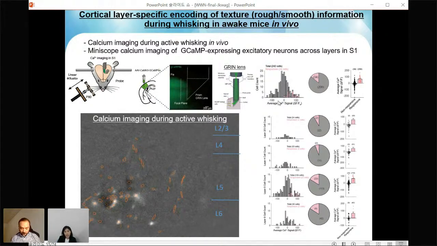So you can see within the whole population, the pink ones are the ones that are responsive to the texture, and the 208 neurons recorded are non-responsive. So you can see a majority of the neurons are non-responsive to any input, whereas small populations, less than 15%, are responsive. And within those responsive neurons, if you now split the calcium signals into layers 2, 3, 4, 5, 6, different cortical layers have different responsive neuron proportions.